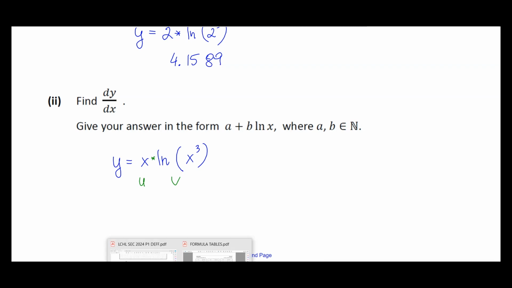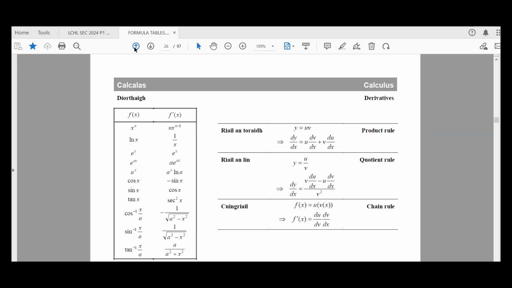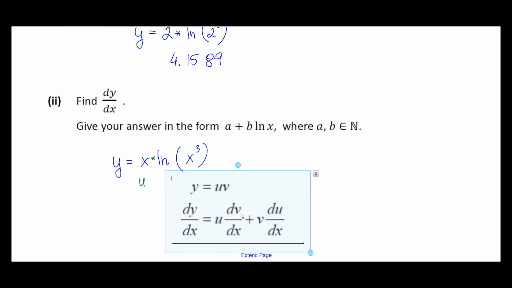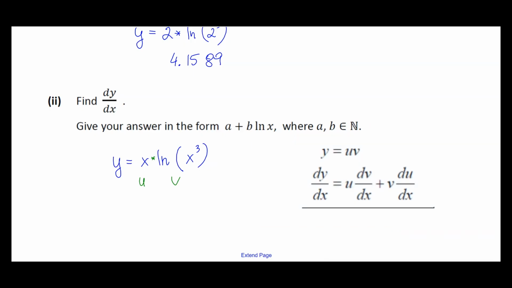So what are we going to do here? We're going to apply what? A product rule. Yeah, so that's our product rule. Now, when I'm doing either product rule or quotient rule, I like to write everything out so that I don't mix up stuff. So my u function is x, my v function is ln x to the power of 3, and then the derivative of my first function.